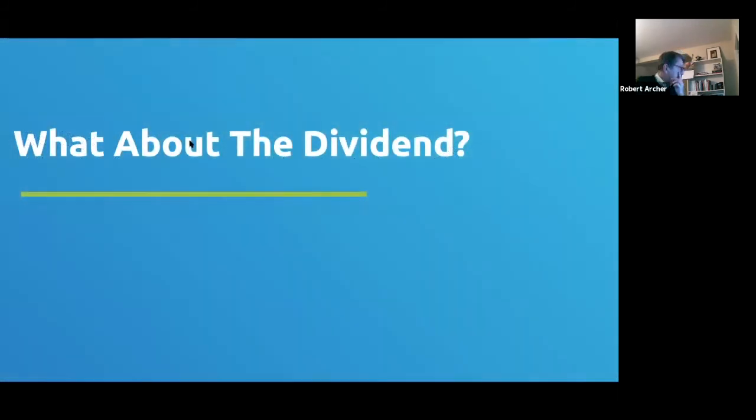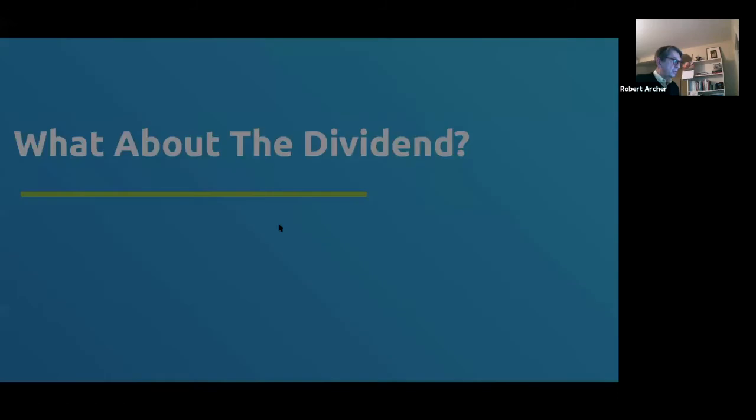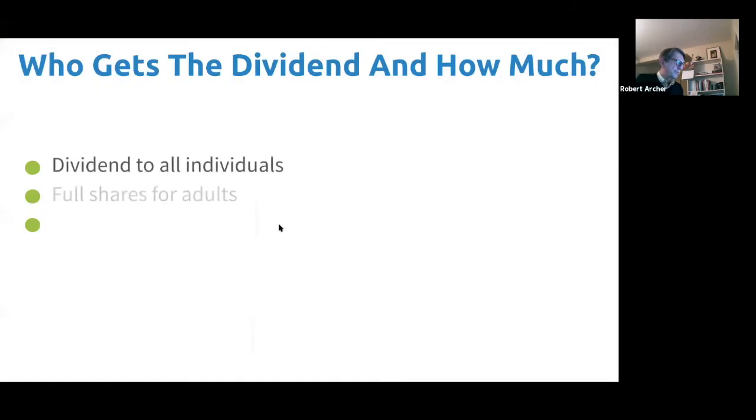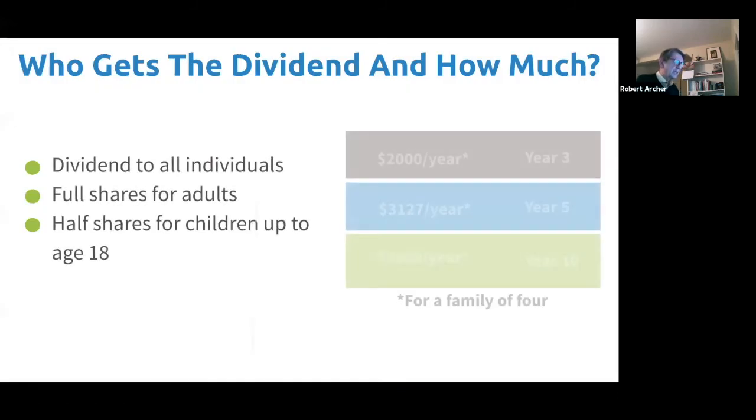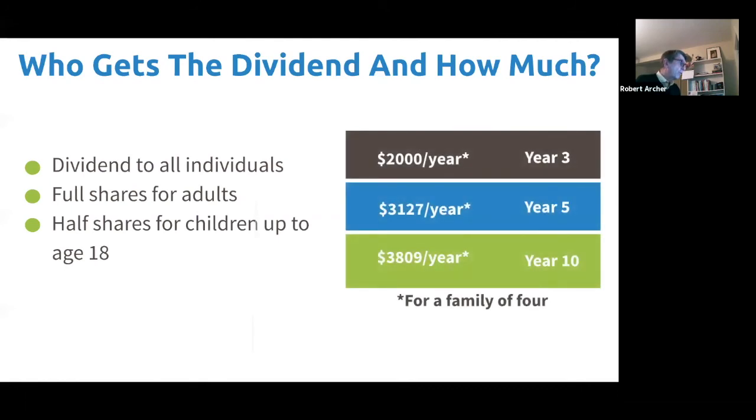The dividend. Let's move to the second leg, household dividend or carbon dividend as it's sometimes called. A dividend consists of a full share for up to 2 adults, half shares for children up to age 18. A family of 4 will get about $2,000 a year in year 3, over $3,000 a year in year 5, and approximately $4,000 a year in year 10. And it peaks at about $4,450 in year 12, based on the CCL forecasts.